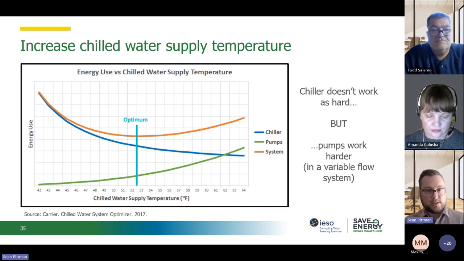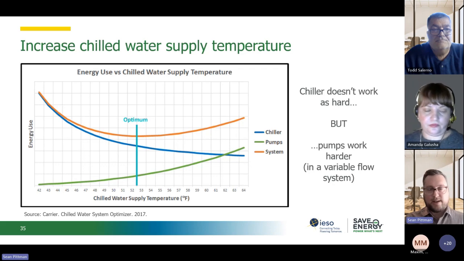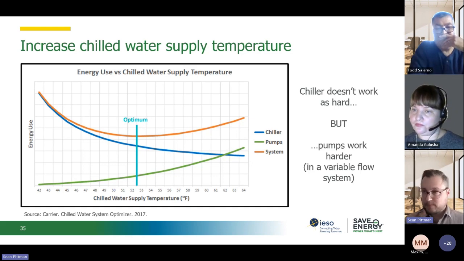So that means your flow rate has to go up, which means your pumps work harder, and so you consume more energy at the pumps. What we try to do is find that optimum point in the curve where we have the lowest amount of chiller and pump energy consumed.